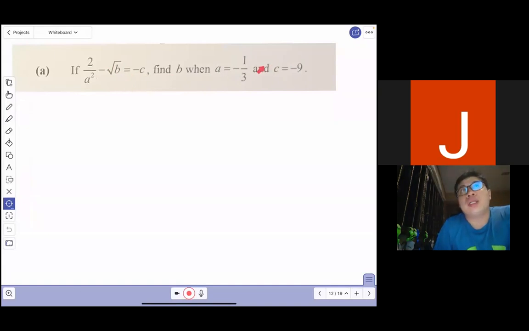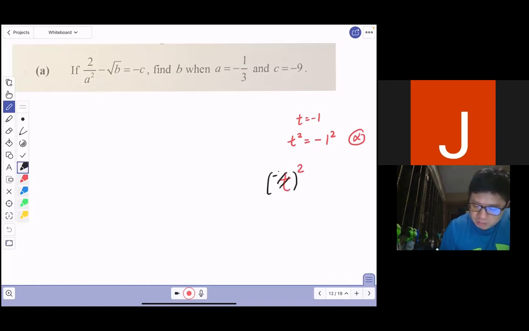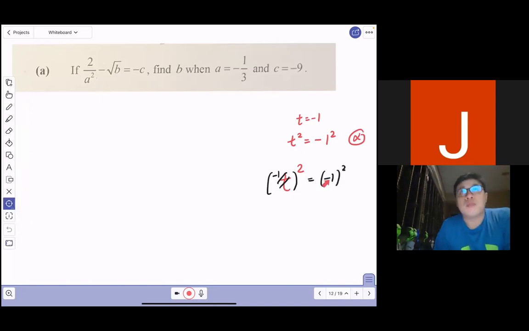Okay, especially what they like to do is put negative terms and ask you to square. This is because a lot of students, for example, if t is negative 1, some students write this t square as negative 1 square. So this is wrong. You must remember that t square means that you are replacing this t with a negative 1, so it's actually negative 1 square. It means that the negative sign will be squared as well. If you do it the wrong way, the negative sign is not going to be squared, and you're going to get negative 1 instead of positive 1. So do be careful.